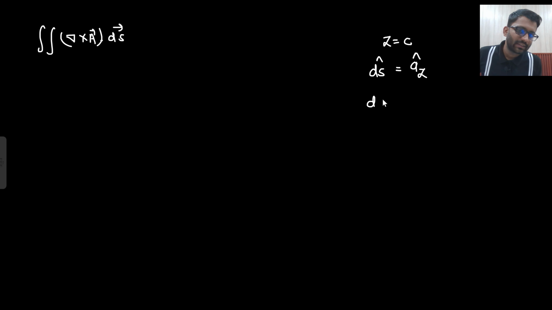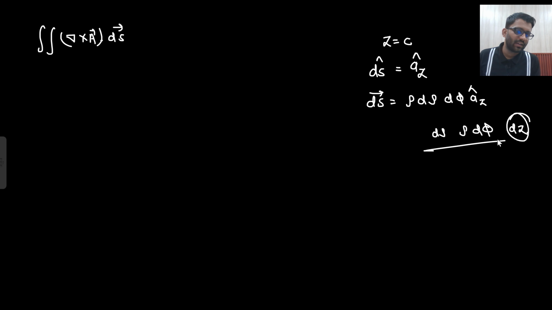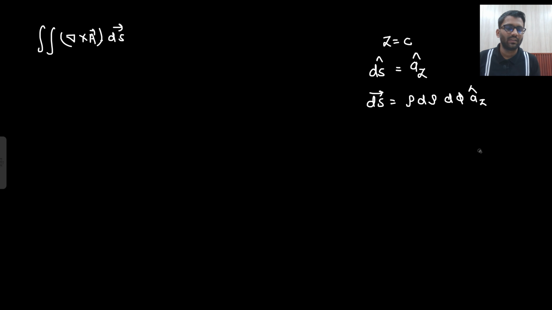So what will be my ds? My ds will be rho d phi Az cap. I hope you know this thing, right? d rho d phi dz: drop dz and these two will come. So this we have already seen. So rho d phi Az cap. This is our ds. That strip example I will take again. But let's see what I am going to get now.